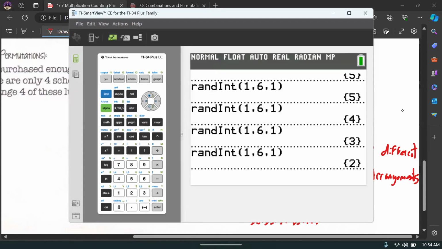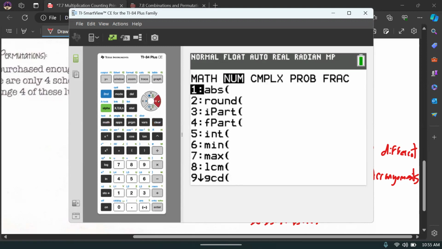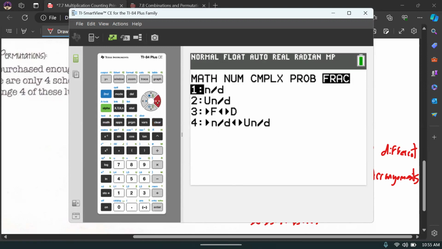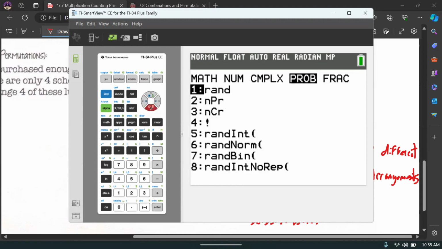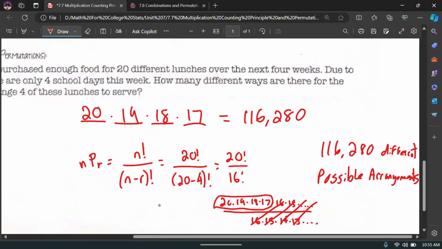So your calculator has this ability as well. So you go to the math key, we go over to the probability tab. Oh, too far. You're going to see nPr, just like we said. And we're going to put 20 in for the possibilities and 4 for the ones that we're choosing. And there we go. 116,280. Very, very nice. So the calculator can do it, and you can do it 2 different ways as well.